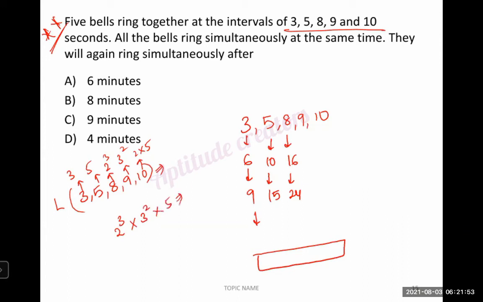Now 8 into 5 is 40, and 40 into 9 is 360. 360 divided by 60. Why am I dividing by 60? Because all the options are related to minutes. Now 360 divided by 60 gives 6 minutes. Answer is option B. Sorry, A. Answer is option A.